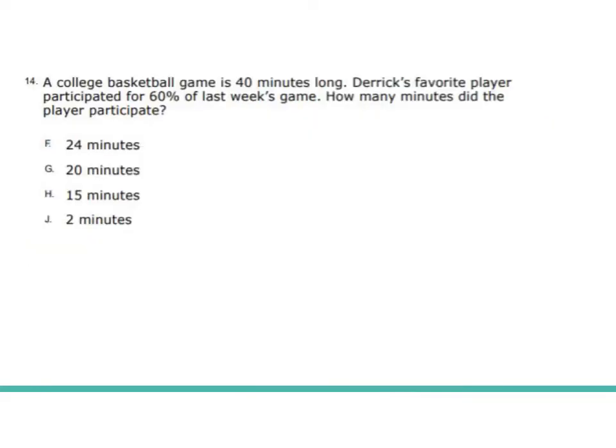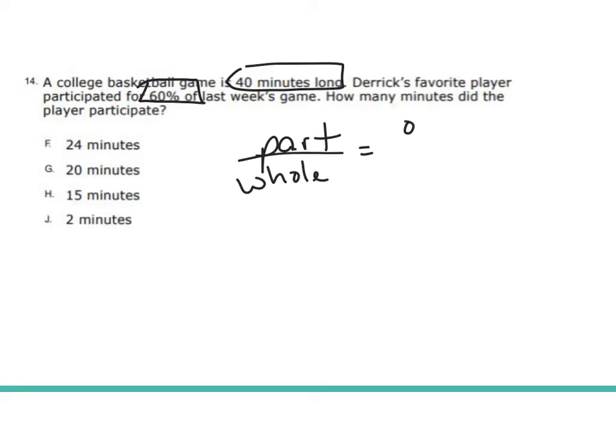So number 14 was another percent problem. So it says a college basketball game is 40 minutes long. Derek's favorite player participated 60% of last week's game. How many minutes did the player participate? So again, we have 40 minutes. We got to determine if that's the part or the whole, and we have 60. So part over whole number equals percent over 100. So I know they gave me a percent, so that's the first thing I'm going to fill out.